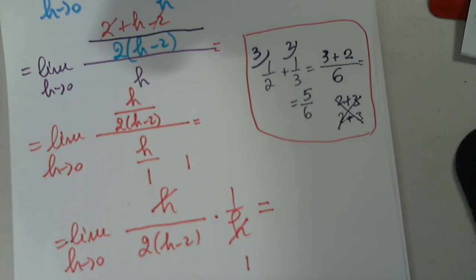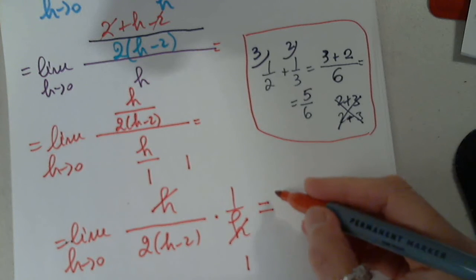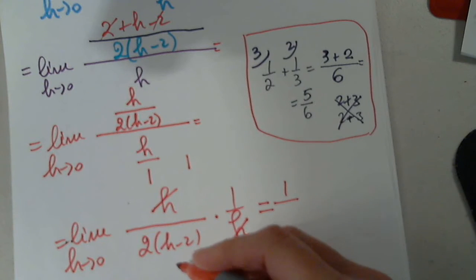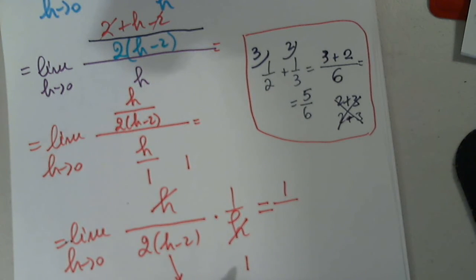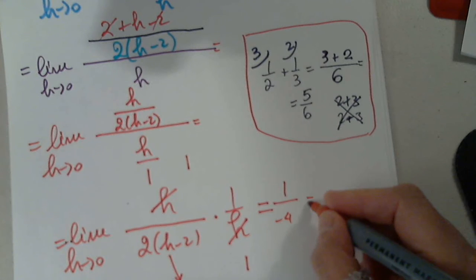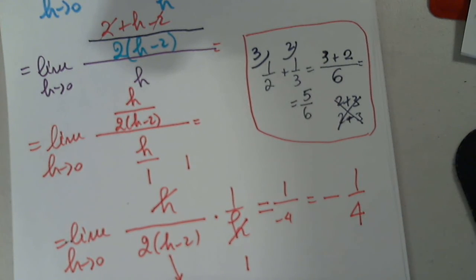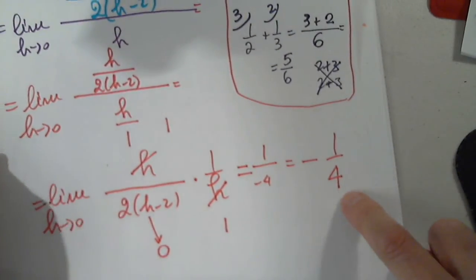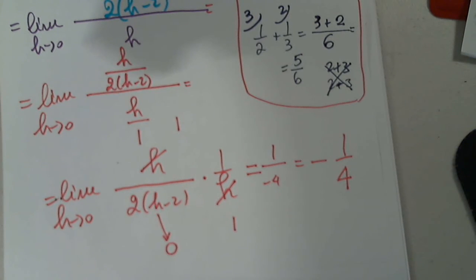And what do we get? 0, not possible. So the numerator goes to 1, the denominator goes to negative 4. Very good. So the limit is negative 1 over 4. There was hope, and it materialized. Negative 1 over 4.